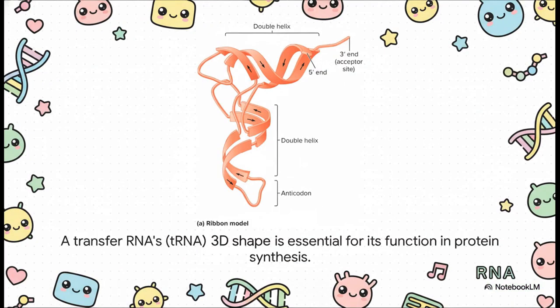And this right here is where structure meets function. This is a model of a transfer RNA, or tRNA. I mean, look at that wild 3D shape. It's not random at all. This very specific folding is what allows it to do its job, which is to read the genetic code and carry the right amino acid to the ribosome. Its shape is its function.